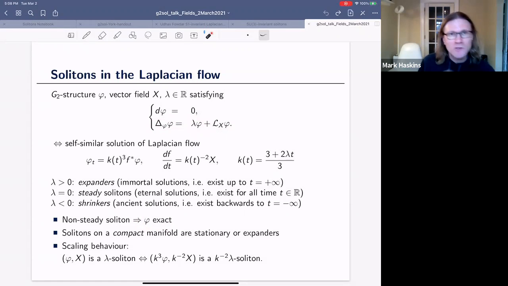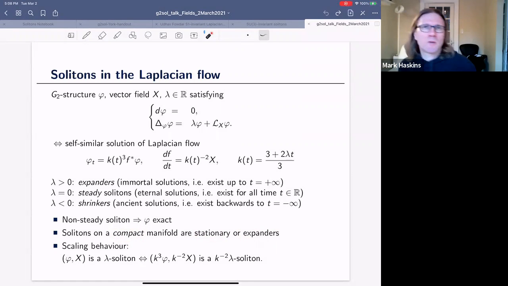Now also, if you just think about the behavior of volume, the volume is increasing along the flow, and that certainly means that you can't have any shrinkers. And in fact, any steady one on a compact manifold must actually be stationary, must be a torsion-free solution. One cannot rule out expanders, but at the moment, no compact expanders are known. And it's a non-trivial question to answer because, again, you would have no continuous symmetries for these expanders.